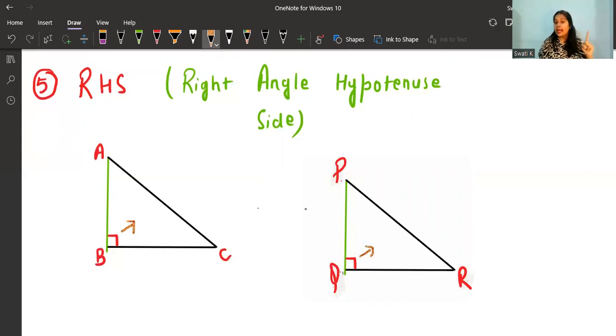So in right angle hypotenuse side, the hypotenuse must be equal. Okay, that's the condition. If the hypotenuse is not given equal and the other two sides are given equal, then it will become side angle side. So here, try to understand that one side should be the hypotenuse, and the angle is 90, of course, and any other side. For example, let's take this one, AB equals PQ. Then such triangles are congruent using right angle hypotenuse side, which is RHS.